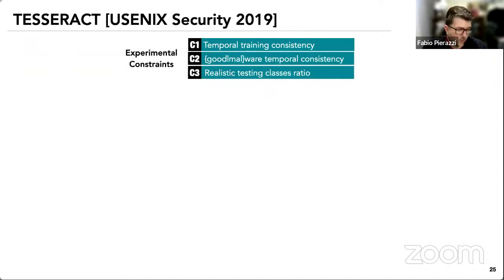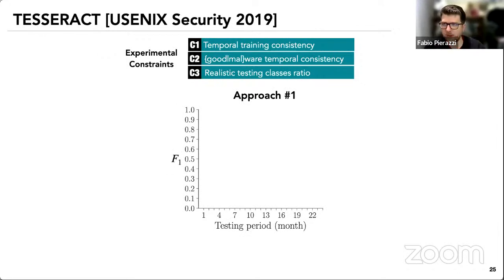So we defined a framework called Tesseract, published at Usenix 2019, that enforces 3 experimental constraints to avoid experimental bias. I already talked to you about the first 2. The third one, which we refer to as spatial bias, is about using a realistic percentage of malware in the test class. I also want to show you the concrete impact on detection models, because we wanted to quantify the actual impact. Intuitively, preserving temporal consistency makes sense, but you may argue that maybe the impact is not too much.